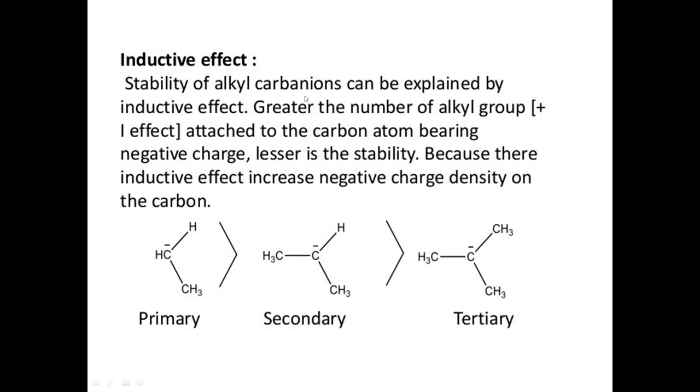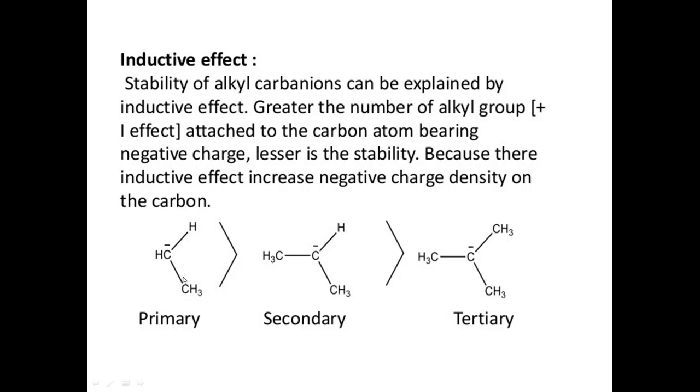The stability of alkyl anions can be explained by the inductive effect. The greater the number of alkyl groups attached to the carbon atom bearing the negative charge, the lesser the stability. See the first structure, the primary carbon anion. In this case, the carbon bearing the negative charge is attached to one methyl group, hence it is primary. In another case, it is attached to two methyl groups, hence it is secondary. And in the third case, it is attached to 3 methyl groups, hence it is tertiary.